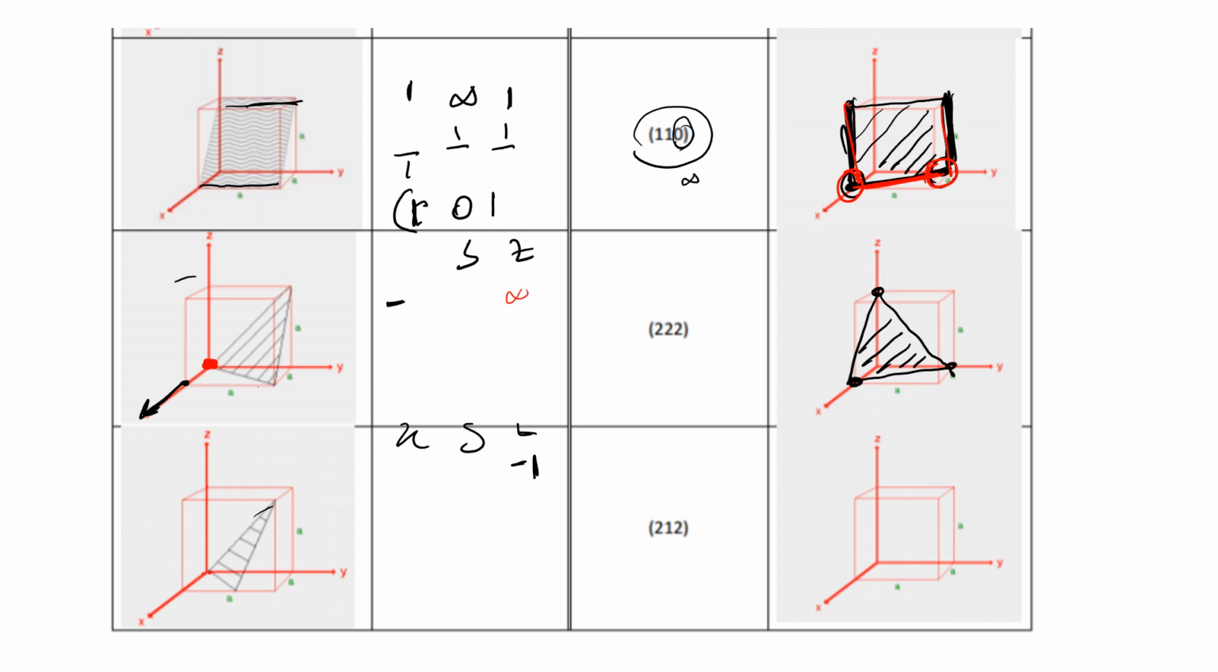Next one, 1/2 and a 1. So x is 1, y is half, and z is 1. So that will be like this. Make sense? That's it, yes. Only thing is, when you have infinite, you need to think that it is parallel. The rest is the same.